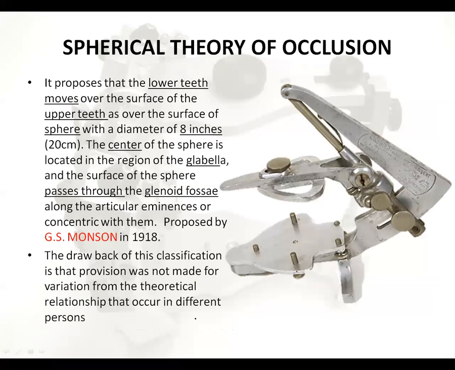They have proposed that the lower teeth move over the surface of your upper teeth in such a way that it forms a sphere which has a diameter of 8 inches. Okay. It is located from the glabella, in the region of the glabella. Glabella is present in between your eyebrows. Okay. We start from there. It passes through the glenoid fossa, articular eminence, and then to your lower mandibular teeth. It forms a sphere. That sphere has a diameter of 8 inches. It was given by Monson in 1918. He made some articulators regarding the same, but they are not acceptable.